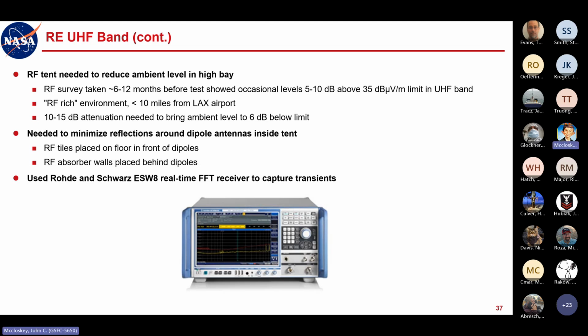And we needed to minimize reflections around the dipole antennas inside the tent. So we placed RF tiles on the floor in front of the dipoles, and RF absorber walls were placed behind the dipoles. We also used the Rohde & Schwarz ESW. I believe Northrop rented an ESW-8 specifically for this test.